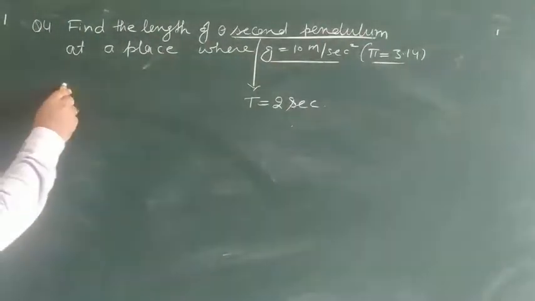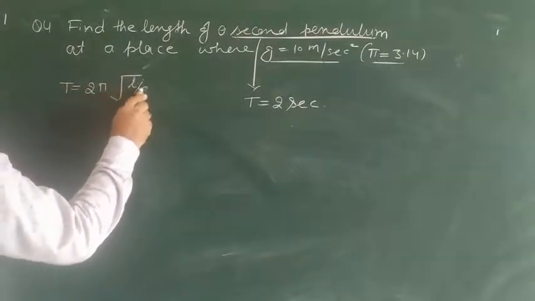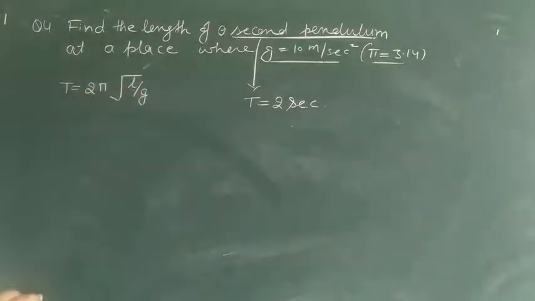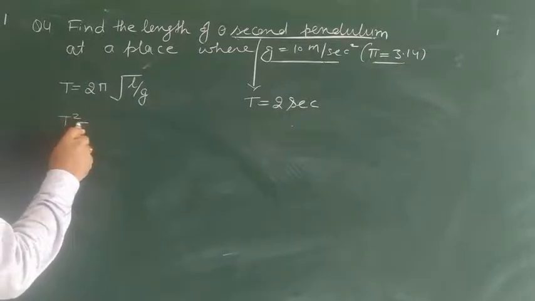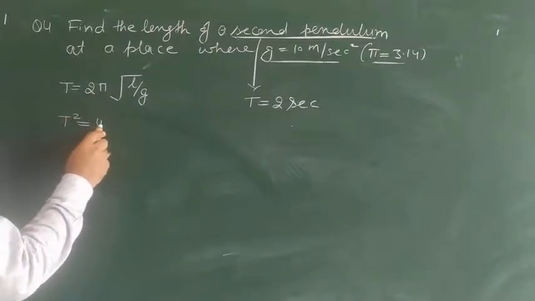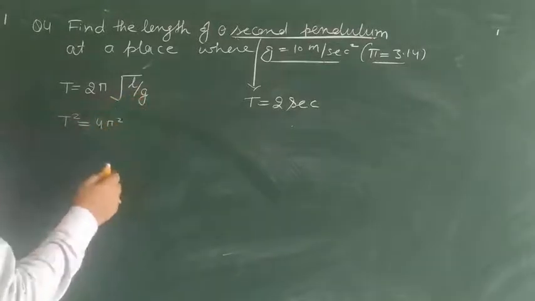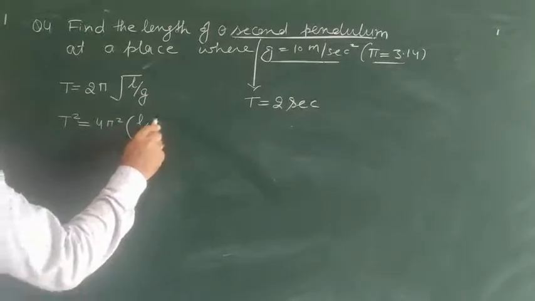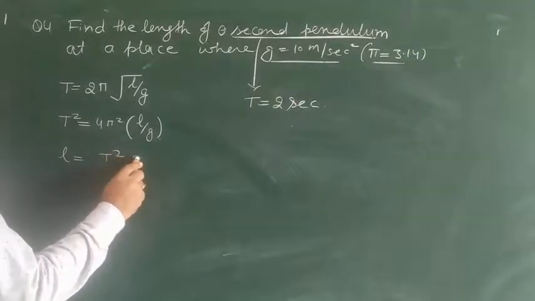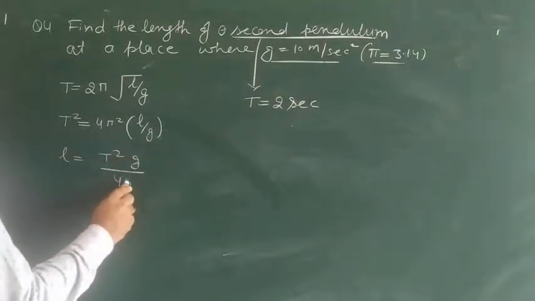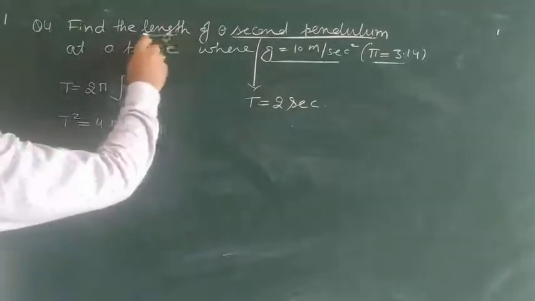So what is the formula of time period? The formula of time period of pendulum is 2 pi under root L upon g. We have to determine the value of L. To cancel the square root, squaring both sides: T square equals square of 2 is 4, then pi square, under root L whole square, that is L upon g. So the value of L is T square into g upon 4 pi square. With the help of this formula we can determine the length of the second pendulum.